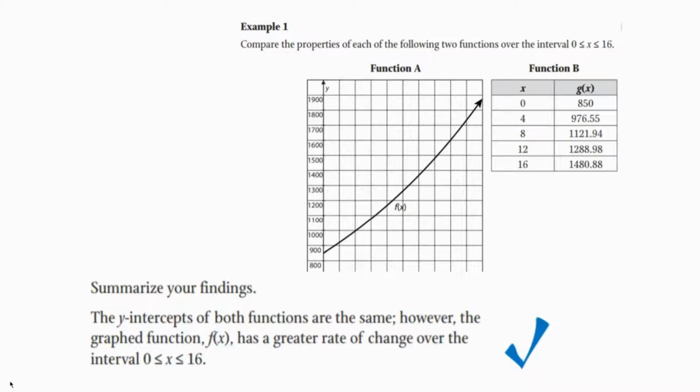Finally, summarize your findings. The y-intercepts for both functions are the same. However, the graphed function f of x has a greater rate of change over the interval 0 less than or equal to x less than or equal to 16.